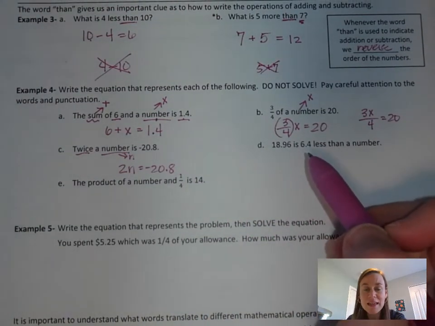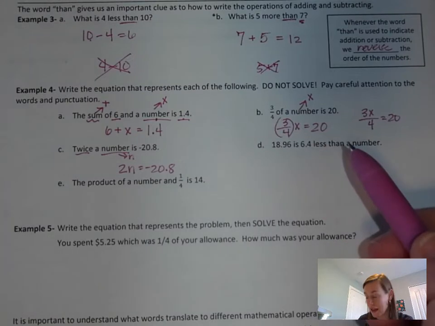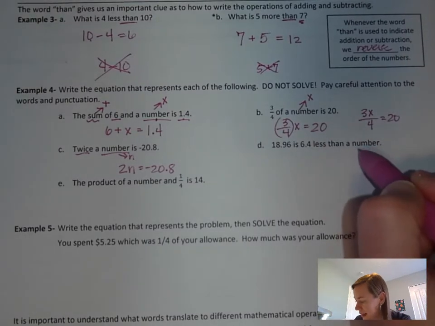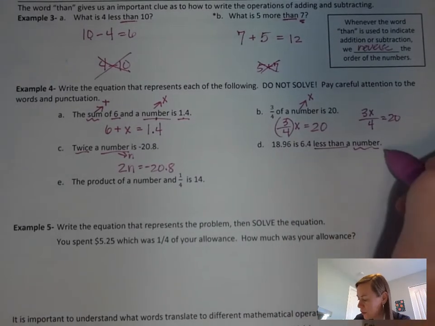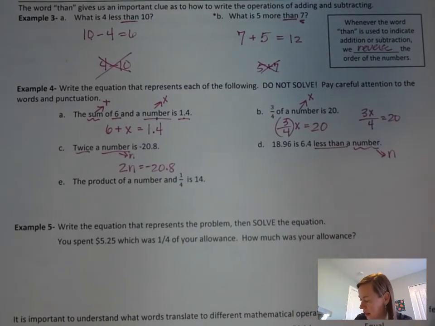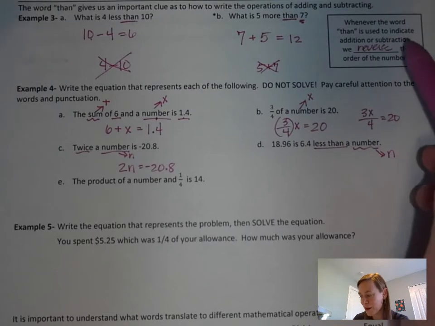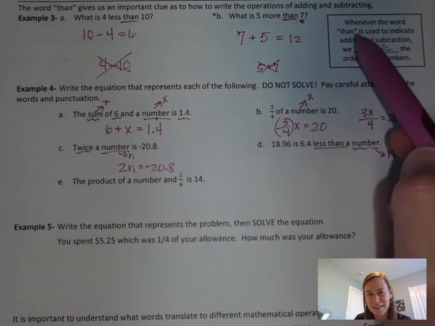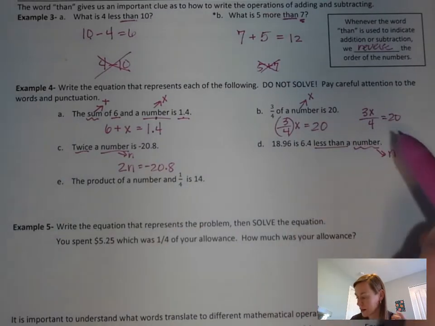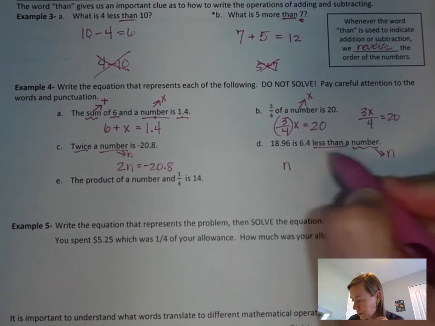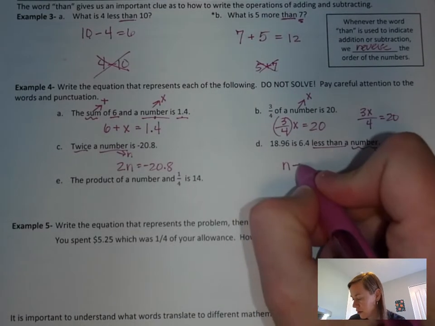Okay? And let's go over to D. 18.96 is 6.4 less than a number. Okay, so we have that less than, right? There's the less than right there. So what are we going to say for the number? Let's do n again. So remember our little tip. Whenever you have the word than, you're going to reverse the order. And less than means reverse and then subtract.